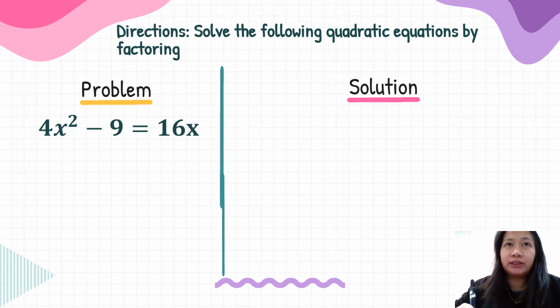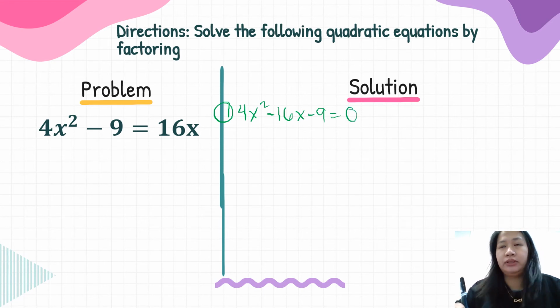Let's have step number 1, standard form. 4x squared, ililipat natin si 16x sa kabila, magiging minus 16x, and then minus 9 equals 0. Ayan, standard form na siya. And since more than 1 po ang coefficient ni x squared, gagamitan natin siya ng AC method.